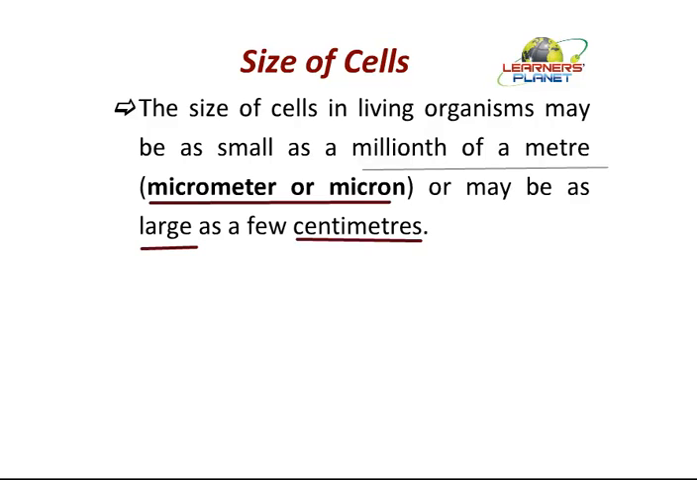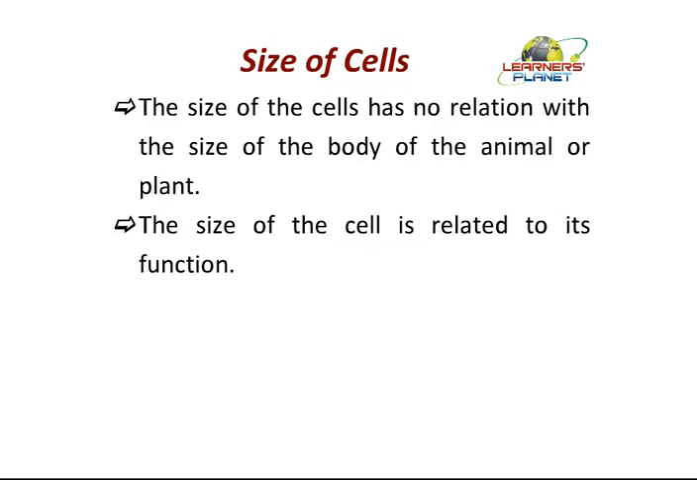Usually in centimeters only a few cells are observed. The largest cell is actually an ostrich egg, which we can see even with the naked eye. Else we need a microscope to observe these cells, as they have such a small size. Can you think of the smallest cell? It is 0.1 micron, and the cell is that of mycoplasma. So can you think how this size is related to the living world or the living functions?